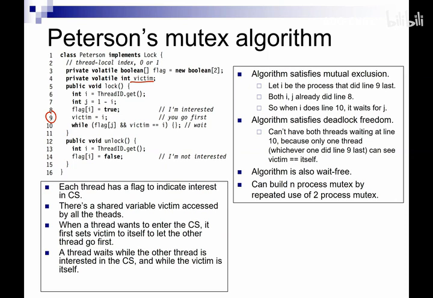So it seems like the previous deadlock problem could occur again with Peterson's. But the reason it doesn't occur is because this victim variable is shared by both of us. We write to the same victim variable. That's different from the flag, where each of us has a different flag. I've got my flag, you've got your flag, so we have two flags. But there's only one victim variable, and it's shared by both of us.